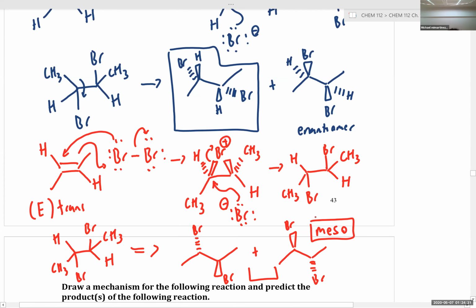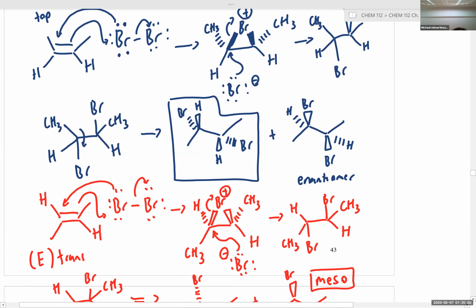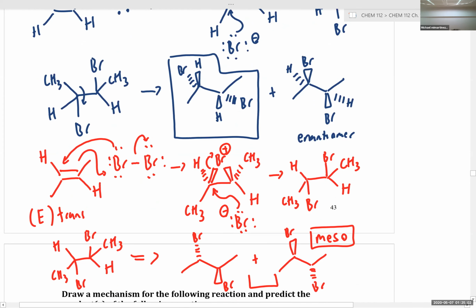So as we notice, depending on the geometry of our olefin, whether it's Z or E, we get different dibromination products. Does that idea make sense to everyone? Does everyone see the relationship between our alkene geometry and the products generated? For our Z olefin, we generate one set of products. For our E olefin, we generate another set.